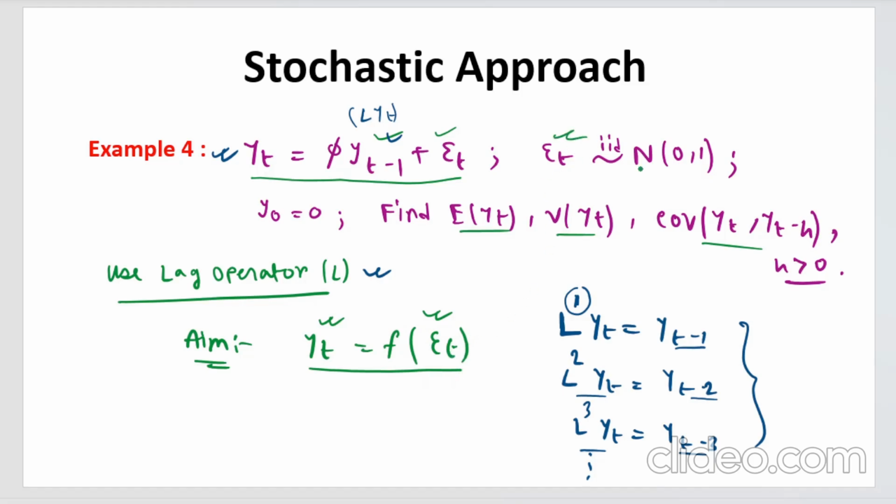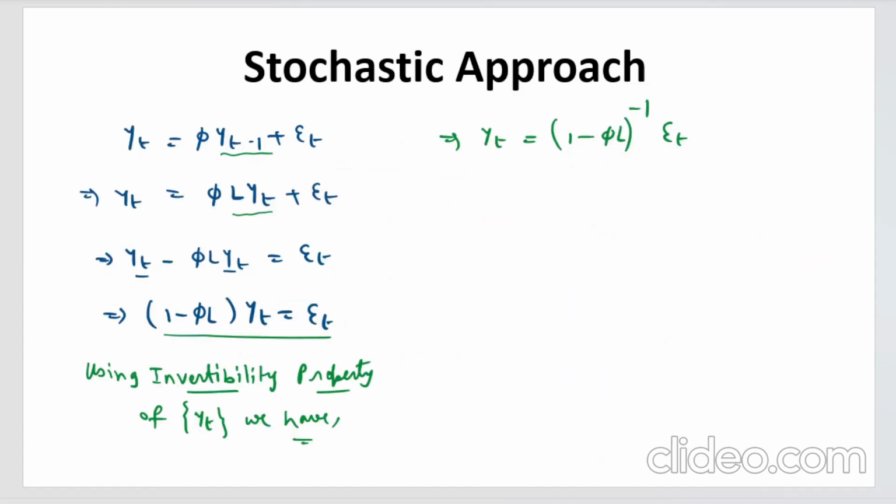Why? Because we know the property of epsilon t, we know the distribution of epsilon t. Unless we know the distribution of the argument, we cannot model y_t, right? That is why we have changed y_t in terms of epsilon t, and using the invertibility property, invertibility means this can come out here in the form of an inverse. I hope that up till this is clear.